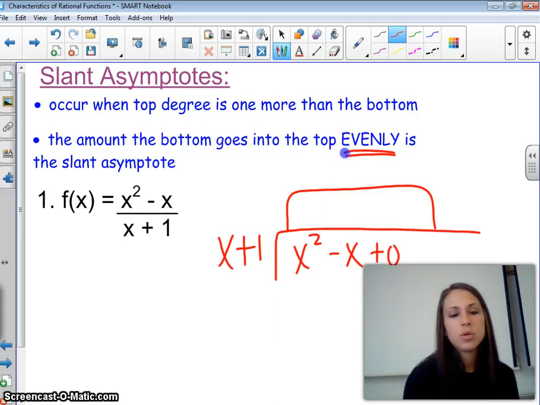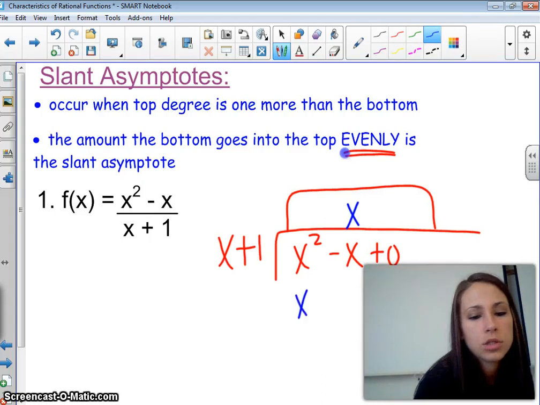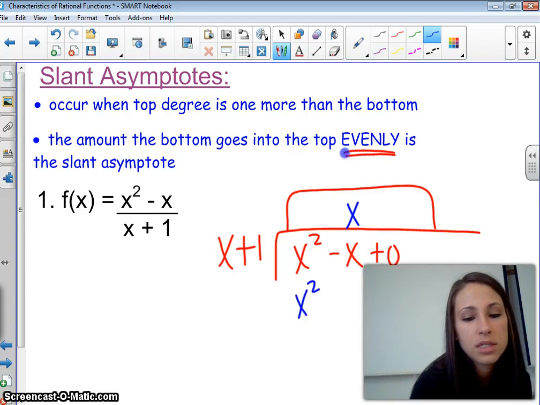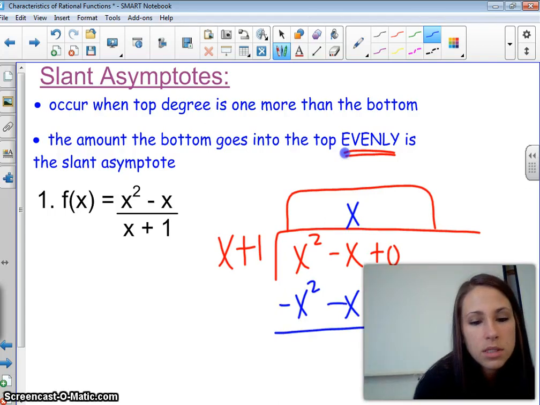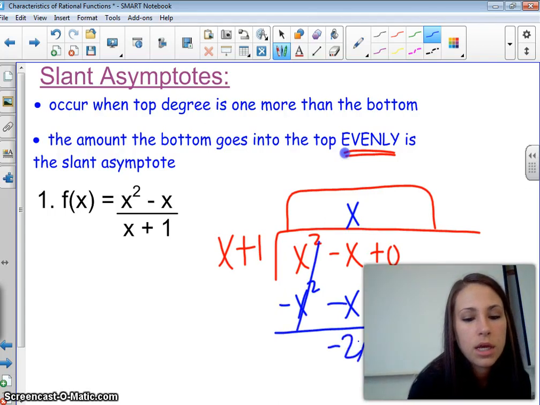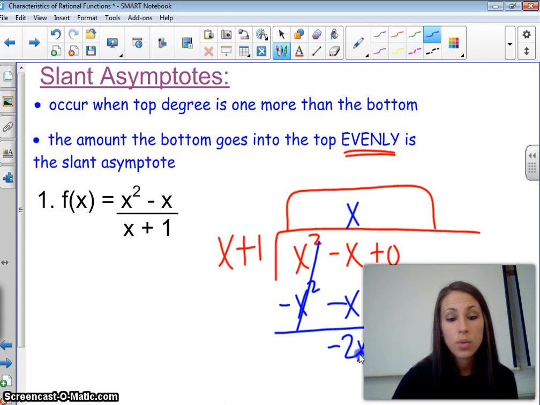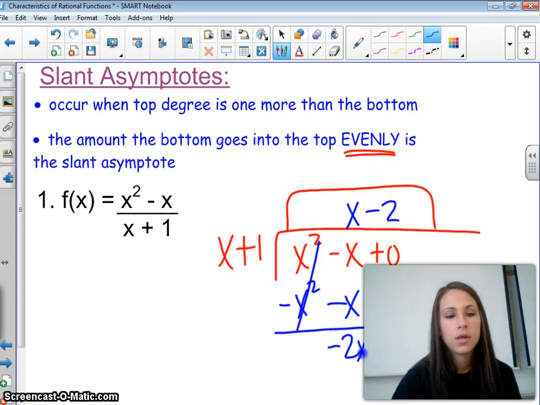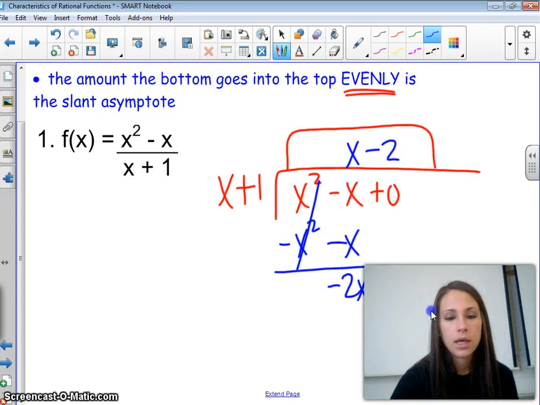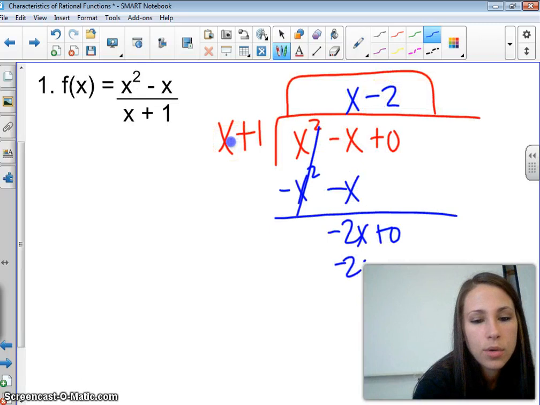So what would I have to multiply by x to get x squared? That's just x. So x times x is x squared. x times 1 is just a positive x. But I'm going to change those signs. So this is going to be minus minus. Those cancel, and I'm left with a negative 2x. So I'm going to bring down the 0. Then x would go into negative 2x a negative 2 times. And so then I would say negative 2 times x is a negative 2x.